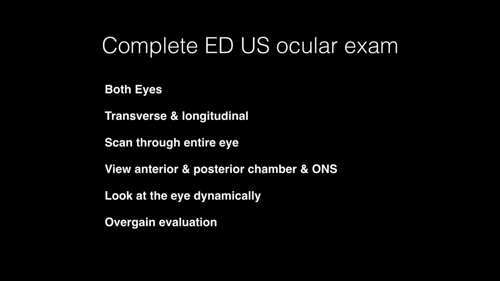And then you also want to make sure that you consciously think about looking at the material in the anterior and posterior chamber and also the optic nerve sheath. We'll go over this in a second. You also want to look at the eye when it's sitting still, but also dynamically. What that means is that you want to look at the eye and actually record images when the eye is moving, and we'll show why later on. And then you also want to make sure you do some overgain, which means that you'll be turning the gain way up for a couple of images to help localize and evaluate for potential pathology.